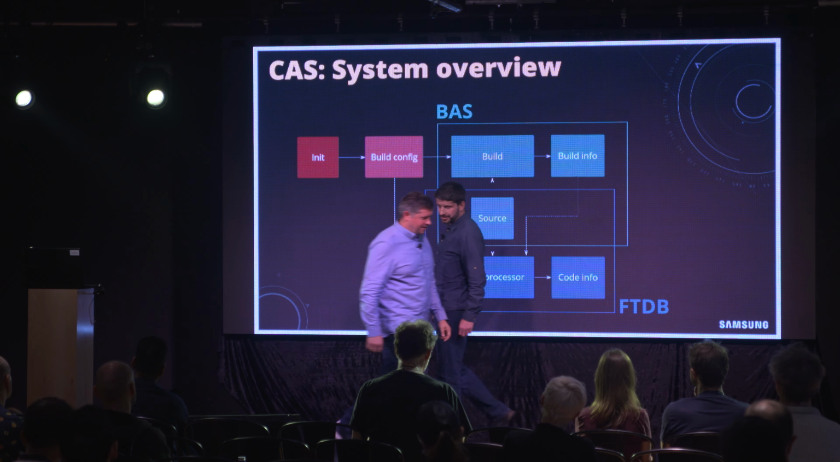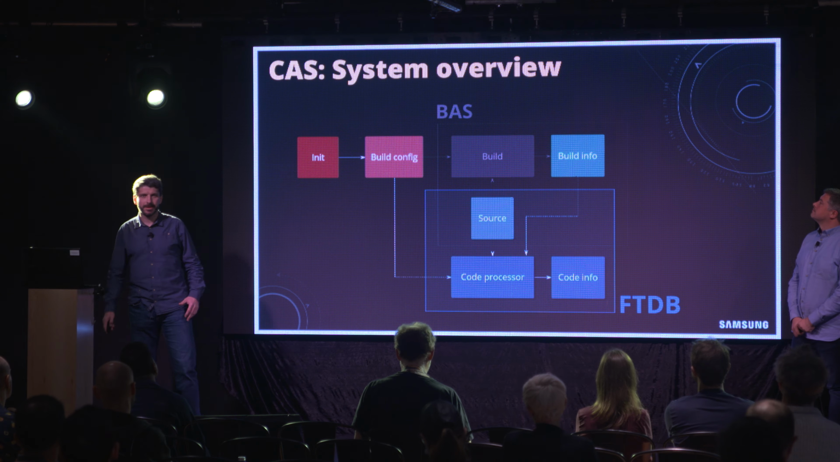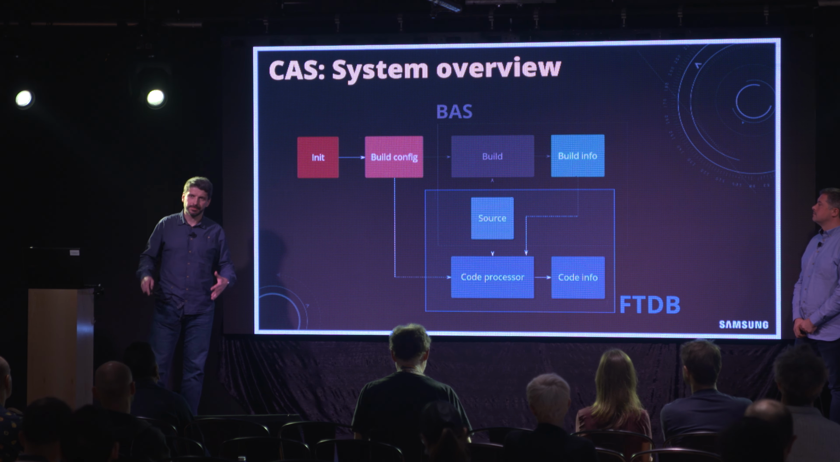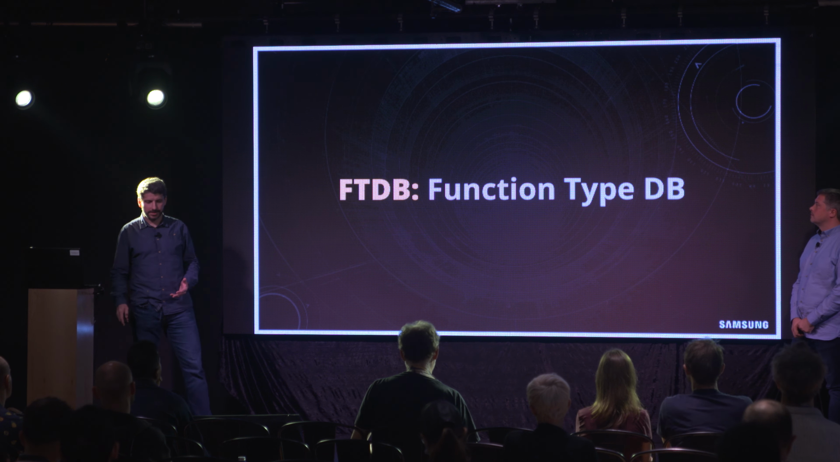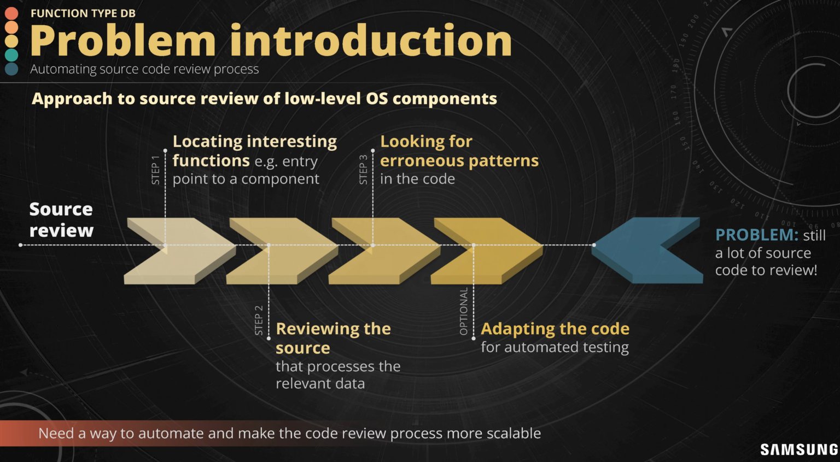Thank you, Adrian. So let's now focus on the second part of the CAS system, called the function type database. This is the part that actually creates the database of code information extracted from the original source files. Okay, so now we have the perfectly indexed IDE with all the relevant source code. So now we can finally start the software engineering job.